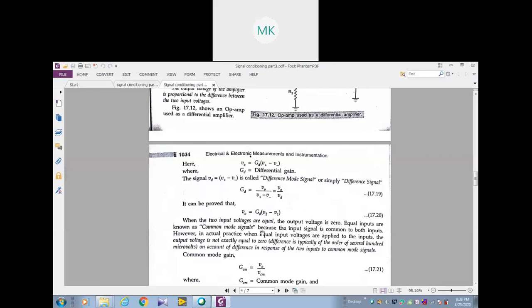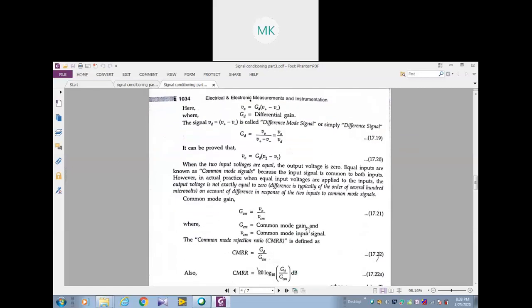However, in actual practice, when equal input voltages are applied to the inputs, the output voltage is not exactly equal to 0. We are expecting 0, but we get a small amount of output voltage. That is the common mode condition. It is not exactly 0 on account of the difference in response of the two inputs to the common mode signal.